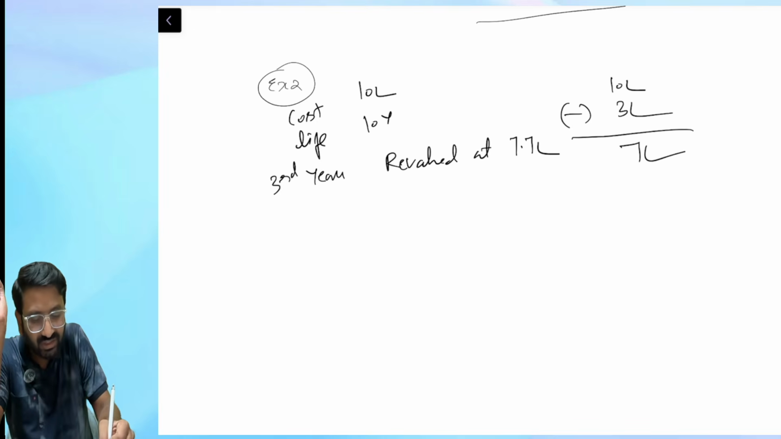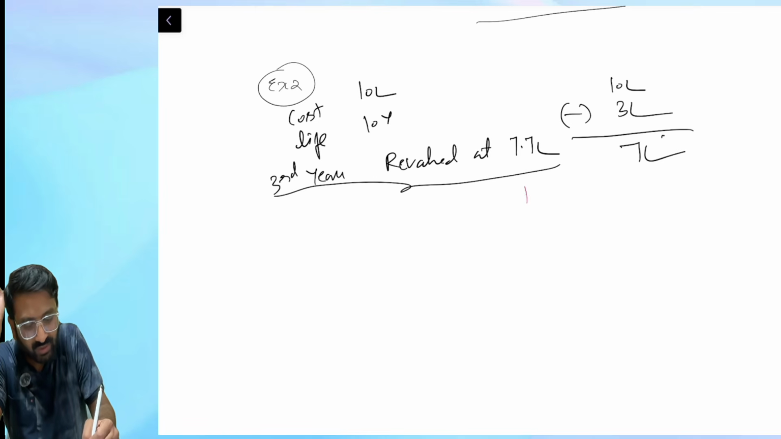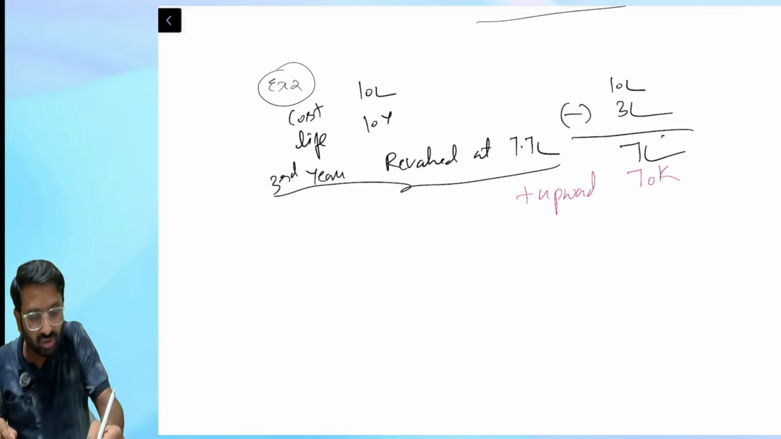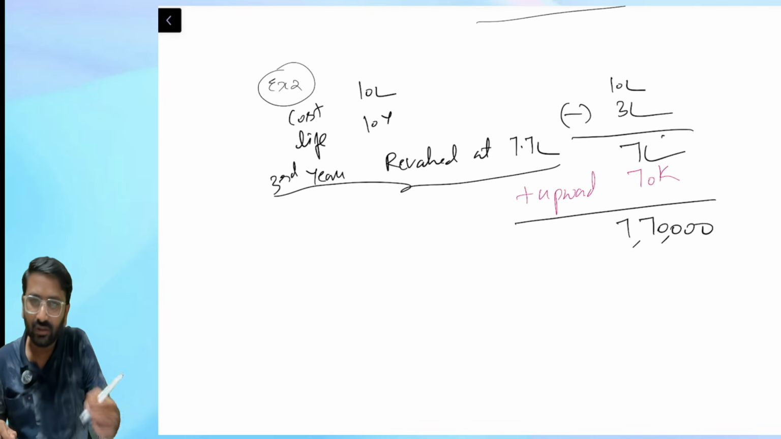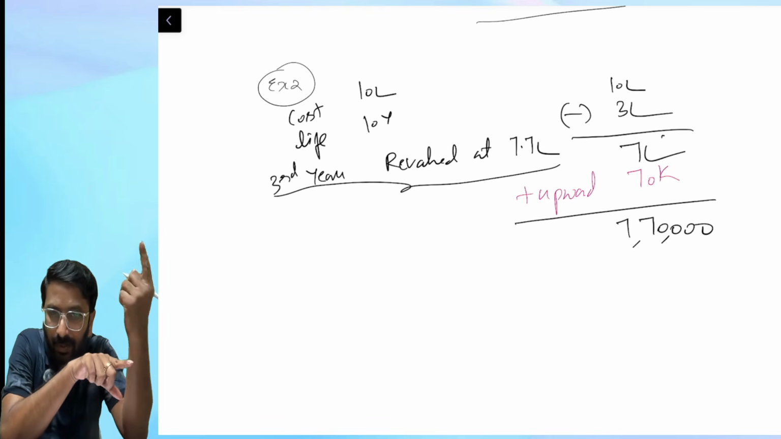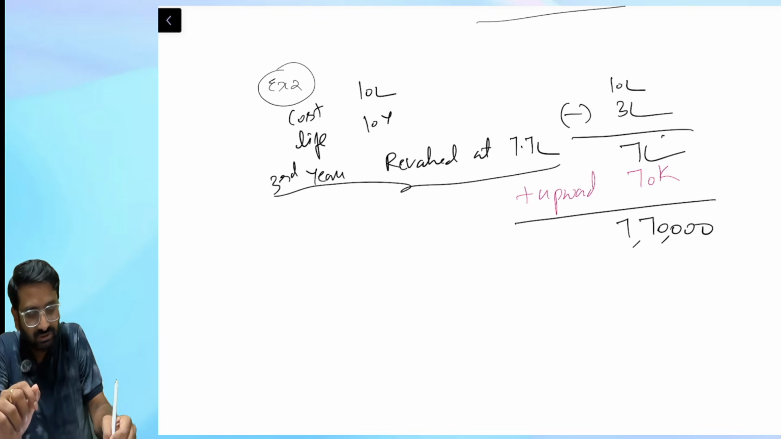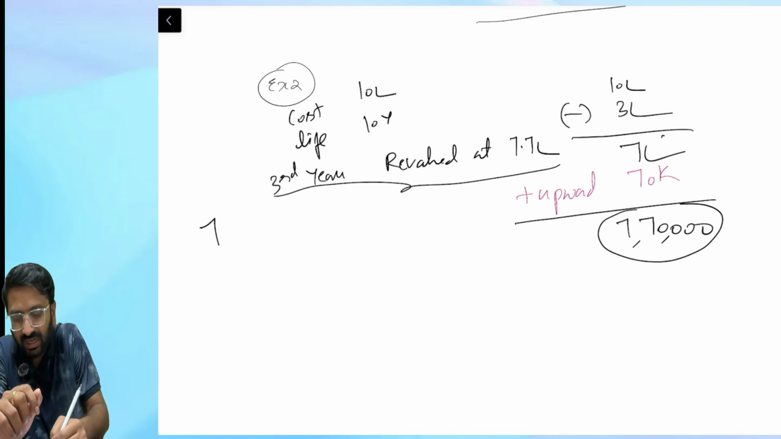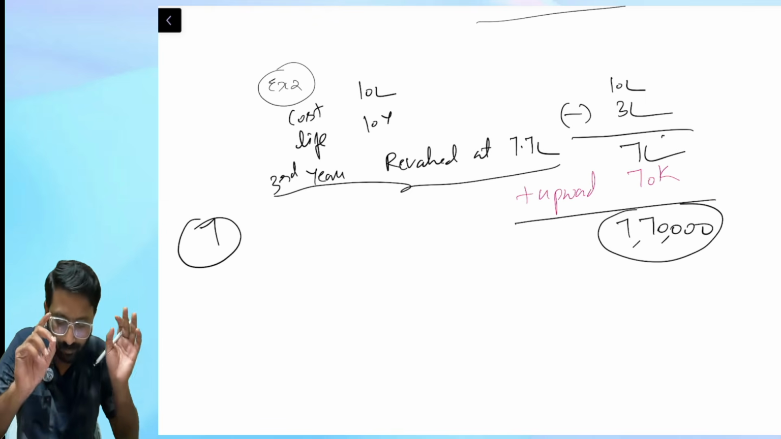But at 7 lakh asset, we are revaluing at 7.7 lakh. So can I say there is one upward revaluation happening? Correct? Upward. How much is the upward revaluation? 70,000. Because of which your asset value is going to become 7 lakh 70,000. Correct? Now, because the asset value is going up, from next year onwards, my depreciation also will increase. 7 lakh 70,000 divided by what is the remaining life? 7 years. So depreciation will be 1.1 lakh. Correct?